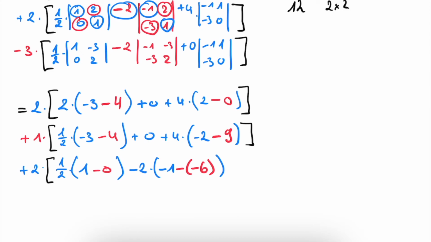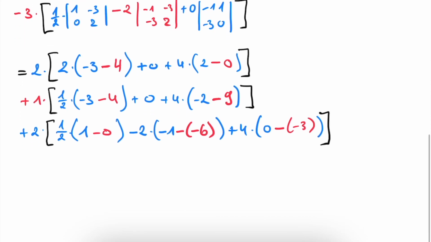Then the last term is this plus 4, so plus 4 times the determinant is minus 1 times 0 is 0. So we have 0 minus 3 times 1 is minus 3. So minus 3. And we have our third term.